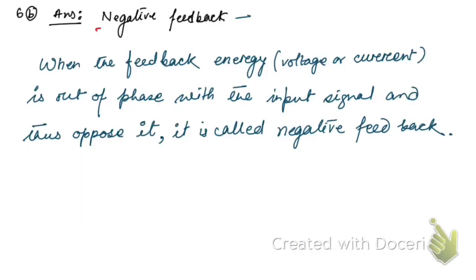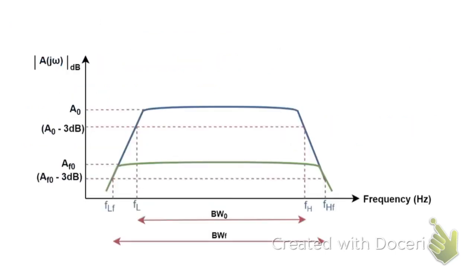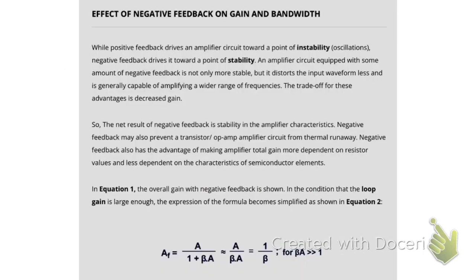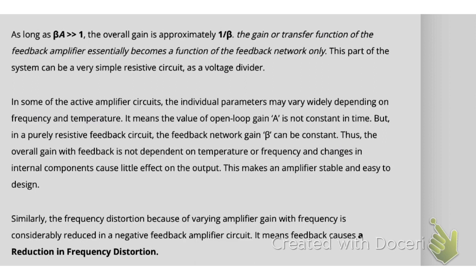So here is the definition of negative feedback. This is the 6B answer. So now let's go to the next part of this question, where you need to draw this diagram, the frequency response here. So this is the frequency response curve. Okay, so this bandwidth increases. So the explanation is here. This is the effect of negative feedback on gain and bandwidth. Okay, so I'm not going to explain, just take the screenshot and you can write the answer. So take the screenshot of this slide as well.